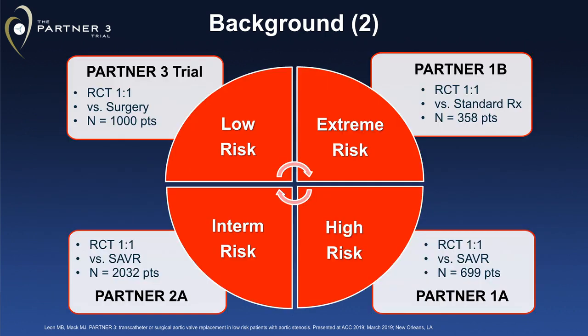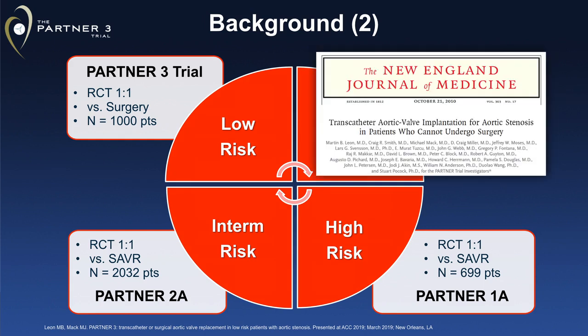So the first published trial was the Partner 1B. It randomized patients to TAVR versus standard therapy, which really is just treating heart failure, things like that. There's really no medical therapy. 358 patients, that was published in New England Journal of Medicine in 2010.